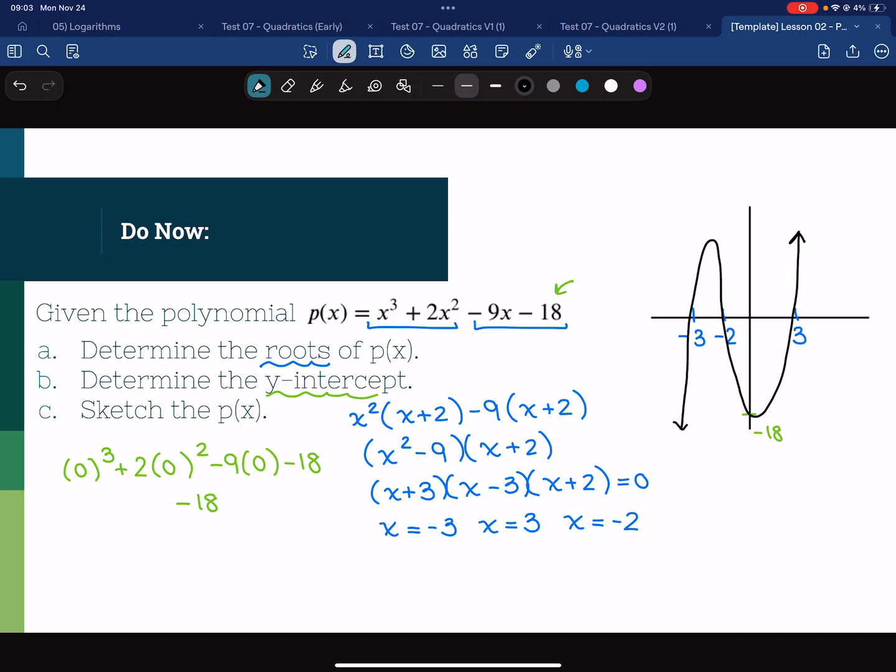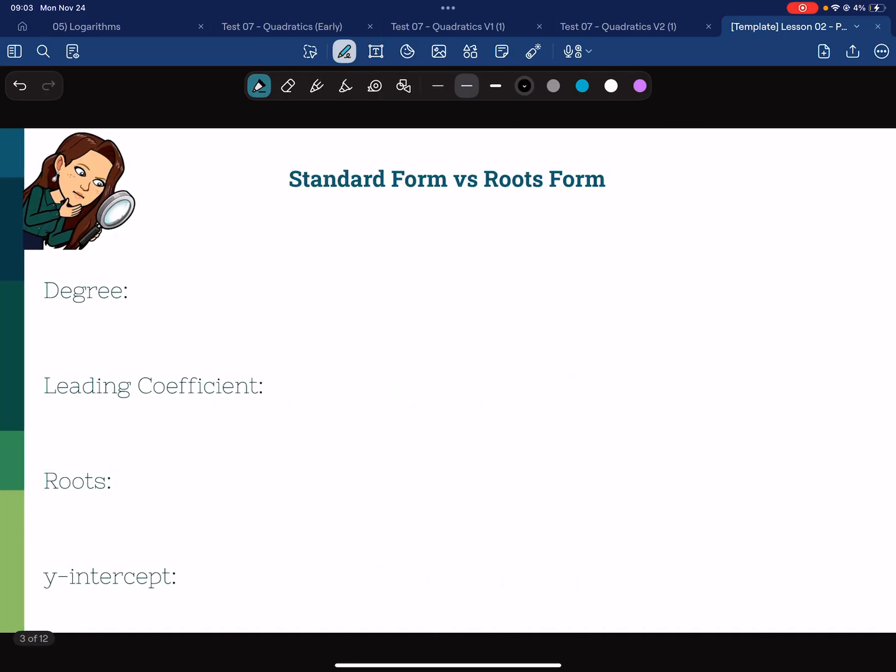So we get information from standard form and this roots form a little bit nicely depending on which type we have. So let's kind of look at that for a minute. So we just saw it was given to us as standard form to start from the do now. So our standard form, that was this y equals x to the third plus 2x squared minus 9x minus 18.